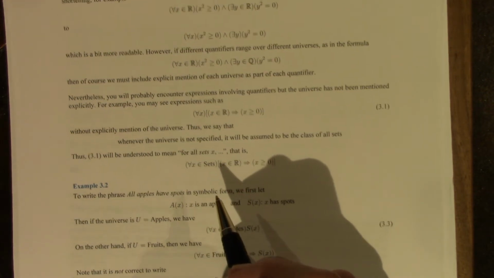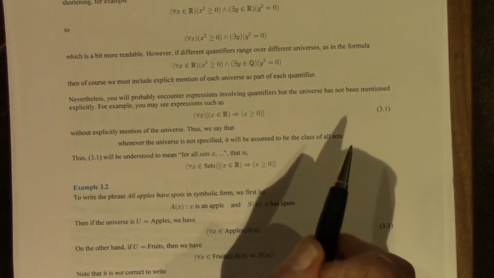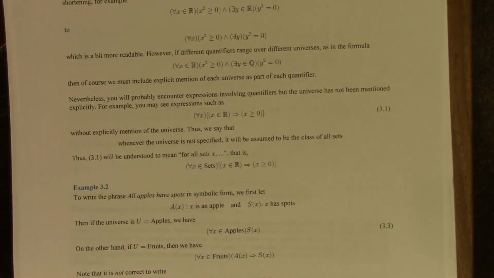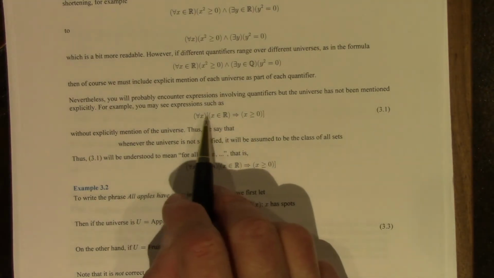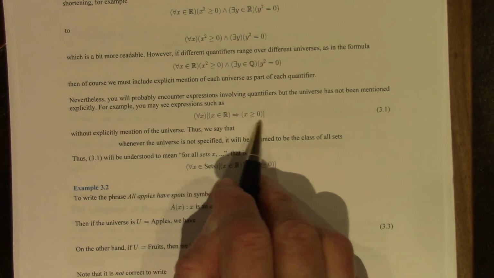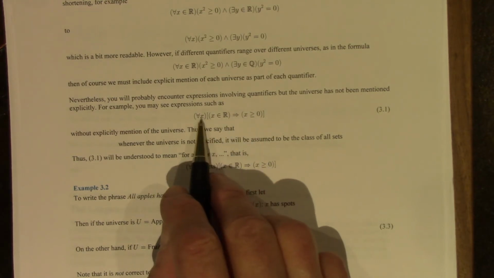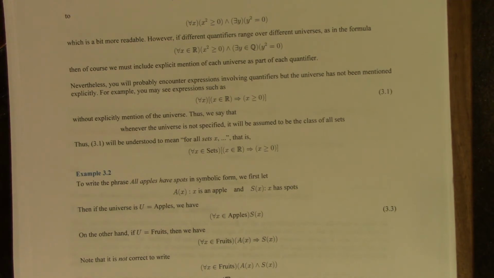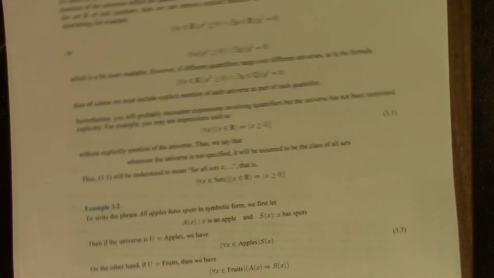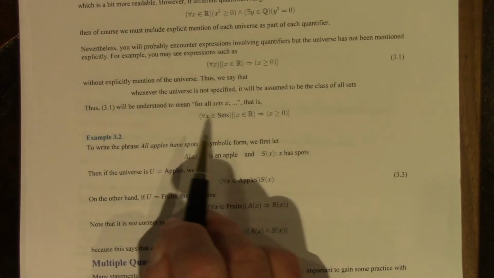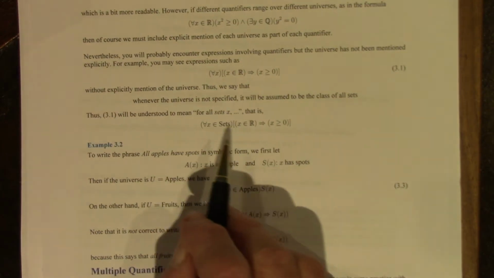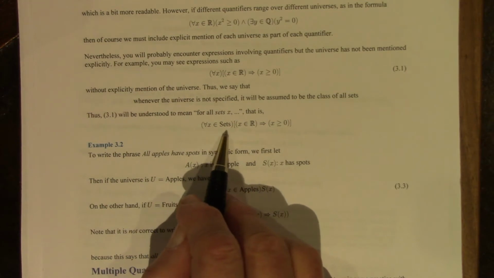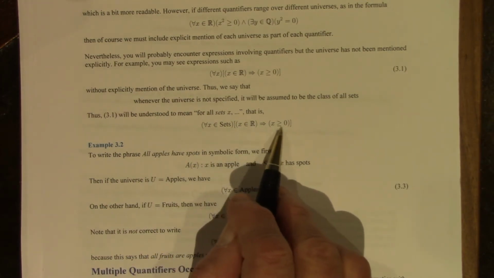Despite all of this, you are going to encounter expressions involving quantifiers where the universe has not been explicitly mentioned. You shouldn't have to see these things, but you will. So if you see an expression such as for all x, x in R implies x greater than or equal to 0, the universe over which x ranges is not explicitly mentioned. Whenever that's the case, we will assume that the universe is the class of all sets. So basically it covers everything we might need. So this expression really means this: for all x in sets, x in R implies x greater than or equal to 0.